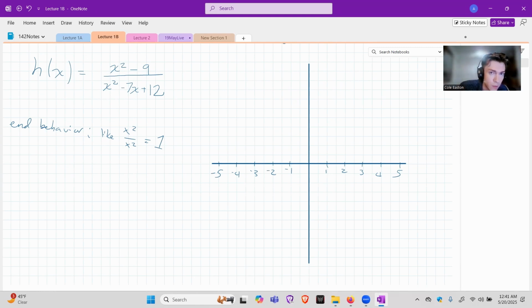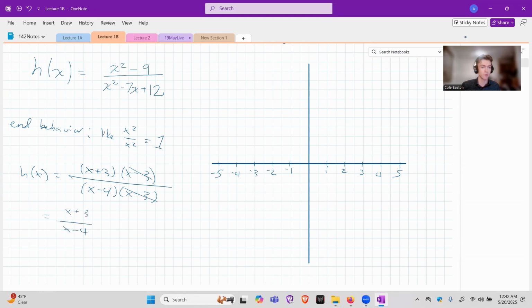So we see that our h of x is going to be (x plus 3)(x minus 3) over, let's see, things that multiply to 12 and add to negative 7. So that would be (x minus 4)(x minus 3). And now we see that we do get these canceling out here. So that's going to give me (x plus 3) over (x minus 4).